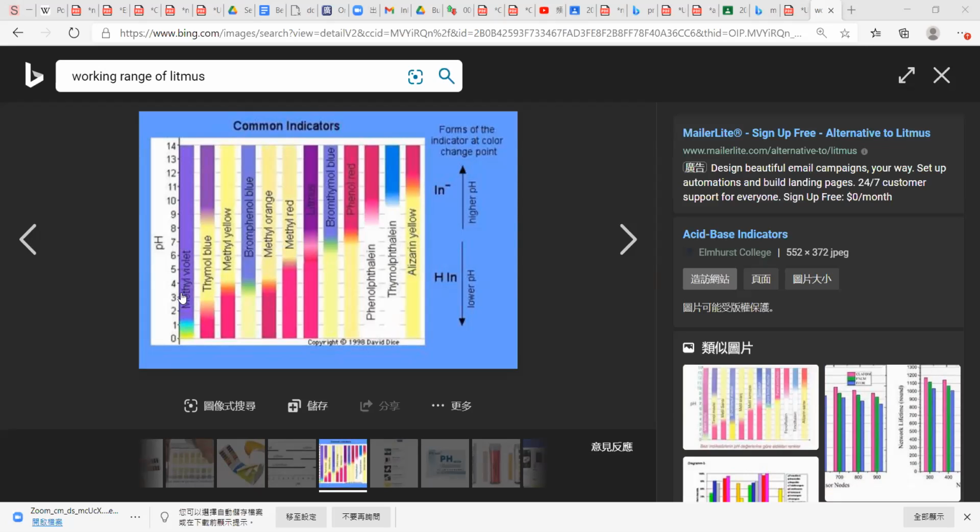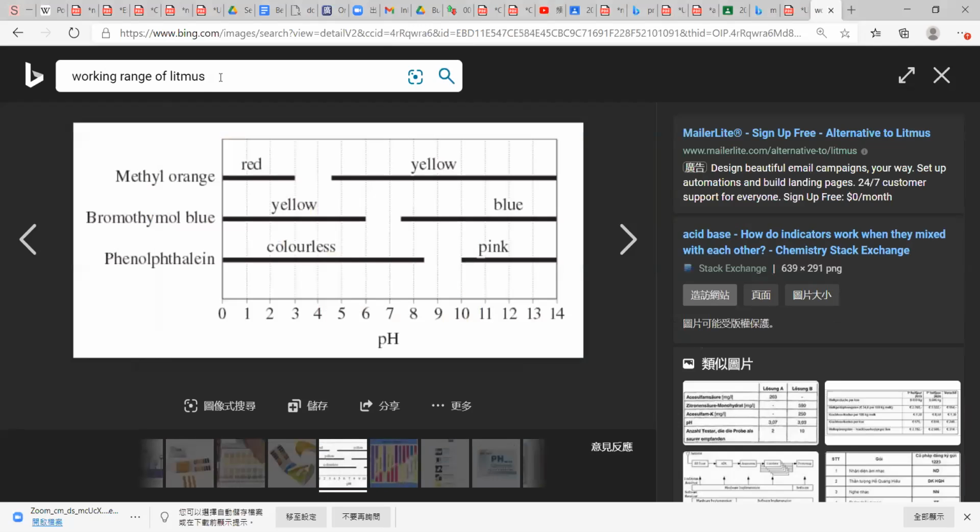The color change occurs at pH 3 to 5, it is about orange, but below pH 4 it is just red. Larger than pH 5, it is yellow. How about phenolphthalein? Below 8, it is colorless. Above pH 10, it is red, while in between 8 and 10 it is pink. Can you see that? How about litmus? How about litmus? Do you know?